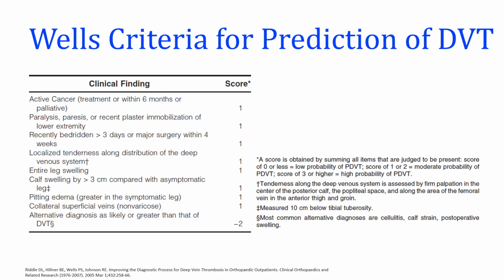For example, low probability patients who have a score of 0 or less may undergo D-dimer lab testing, while moderate or high probability patients typically proceed to compression ultrasound for definitive evaluation. Moderate probability is a score of 1 to 2, and high probability is a score of 3 or higher.